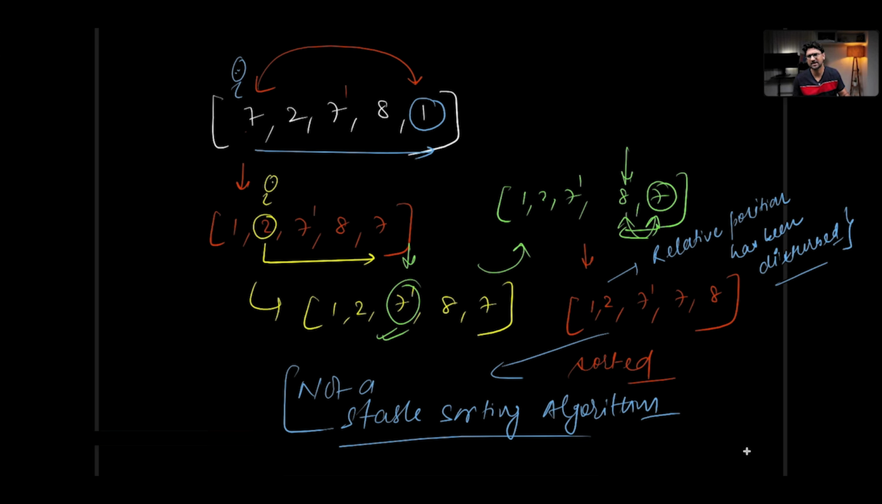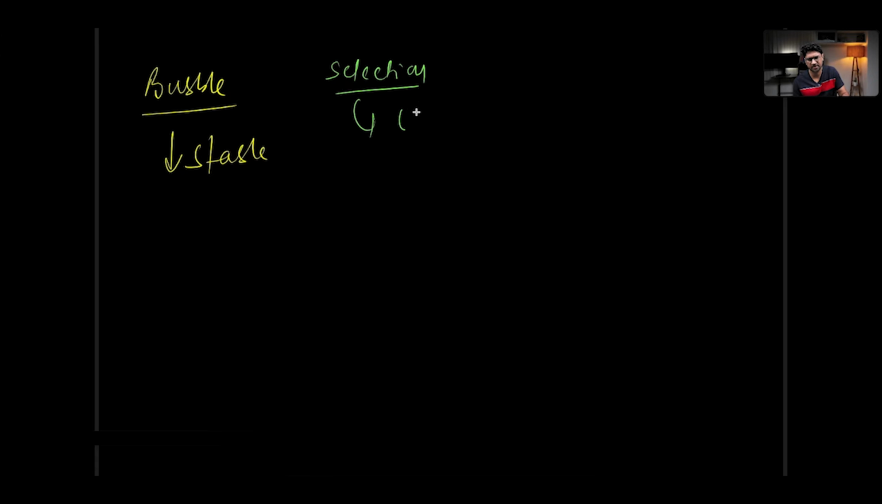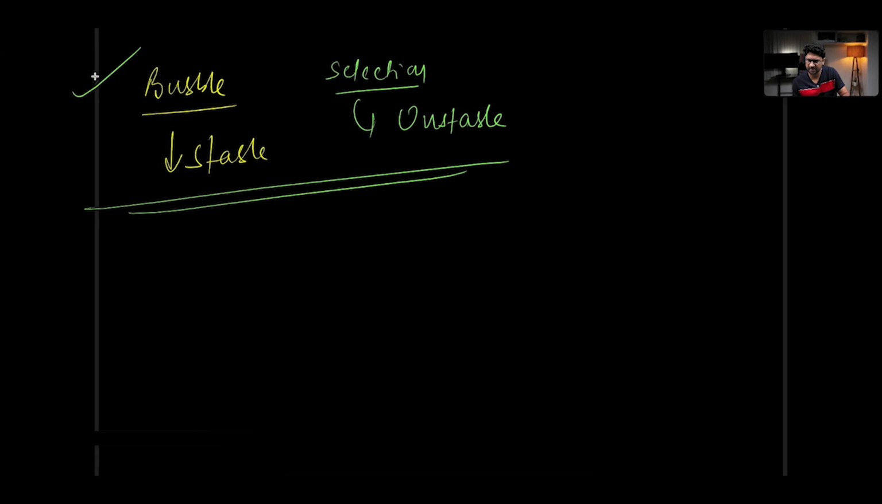Fair enough? Am I clear, people? Does that make sense? So I know that so far, bubble sort is stable, and selection sort is unstable. Fair enough. Am I clear till this point? Does it make sense, guys? I have a question for you people.